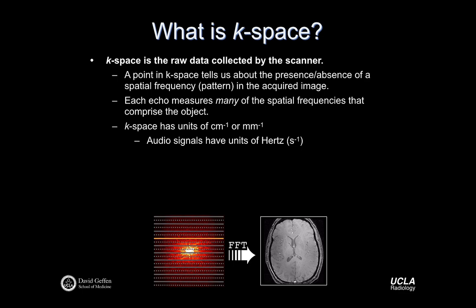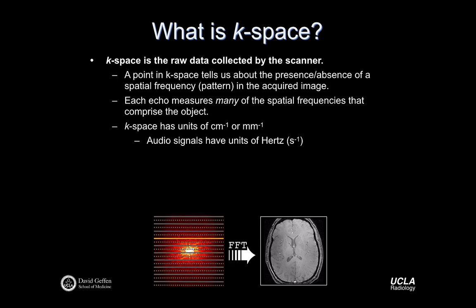And when we acquire echoes using a gradient echo or a spin echo, each echo measures actually many of the spatial frequencies that comprise the object. The middle of the echo gets us towards the middle of k-space, but all the other points in the echo that we record are happening while we're moving across k-space. We have an actively turned on gradient. That gradient, because it's turned on and time varying, is going to be moving us through k-space. So we'll develop this concept more, but while we're acquiring the echo, we have a gradient on, and we're actually moving through k-space and sampling lots of different spatial frequencies. And that's what happens during the acquisition of a single echo.